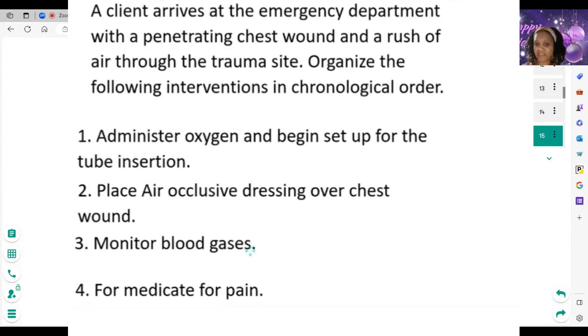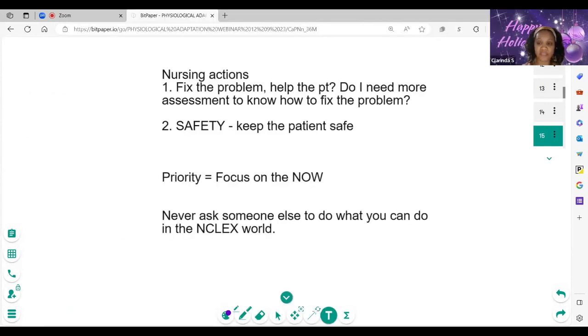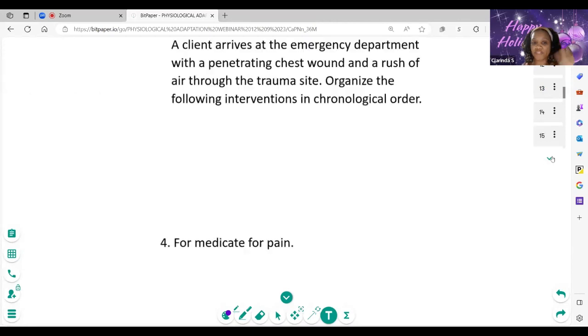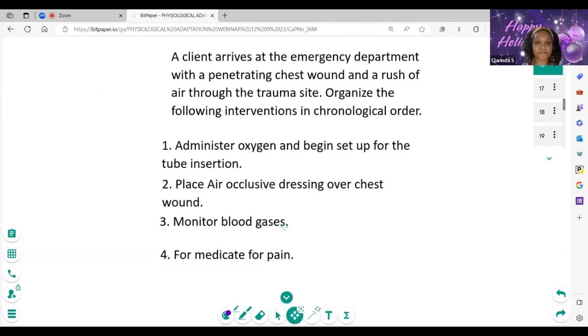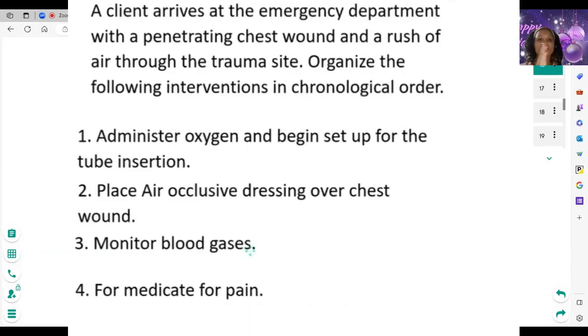Focus on the now. Never ask someone else to do what you can do in the NCLEX world. They'll ask you delegation questions. All right, very good.